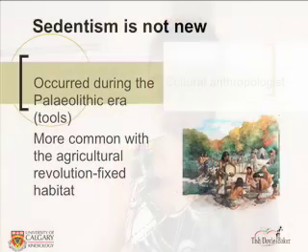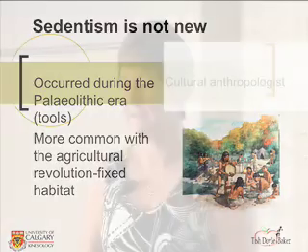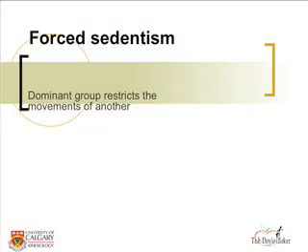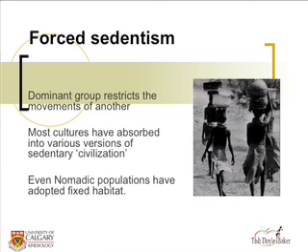So sedentism is not new. In fact, it occurred during the Paleolithic era when tools were developed and we had to become more multitasking and use our hands. It became more common with agricultural development, and when that revolution came along, we actually got involved in being in a fixed habitat. That fixed habitat might even be called forced sedentism. In other words, a dominant group restricts our movements. And most cultures have actually bought into this sedentary lifestyle, or this version of sedentary civilization. Even the very last group, the nomadic group, is now in a fixed habitat. So we've moved from roving the savanna to being in a fixed habitat.